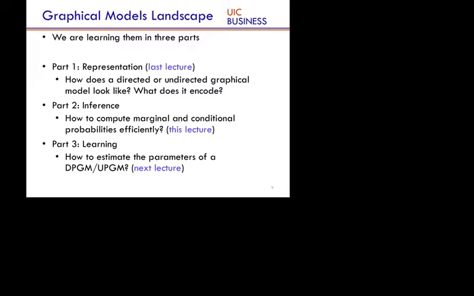So as I said, we looked at representation last time. So what does a directed graphical model look like, and what does it encode? And today we're going to look at undirected graphical models. We know that it encodes conditional independences, and we'll see that again. Today again we look at computing, specifically marginal distributions and conditional distributions efficiently. And next time we'll look at estimation of the parameters of the model.